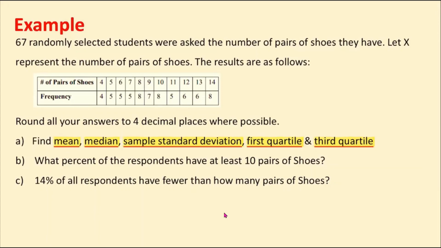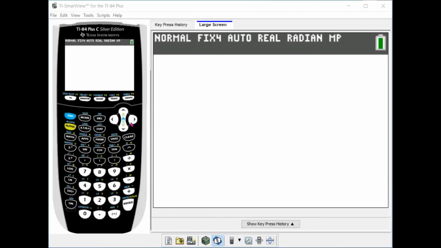So as you can see, the first one we want is the mean or X bar. Second is the median. Third one is the sample standard deviation. Fourth is the first quartile. And the fifth one is the third quartile. So let's bring our TI-84 calculator. Here's my TI-84 calculator. First, we are going to enter the data.